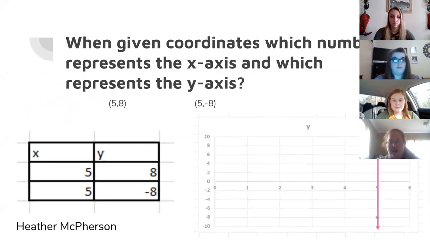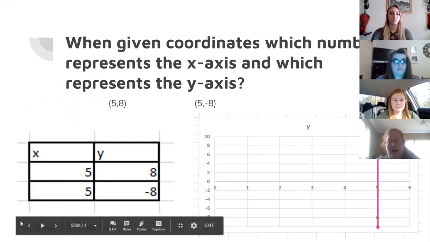Now that we know which values are the x and y, that tells us which axis to look at to plot the points. First, we can look at the x-axis. You'll move over 5 to the right because it's a positive number, and then you can go up 8 on the y-axis to plot the 5, 8, and then go down 8 to plot the 5, negative 8.